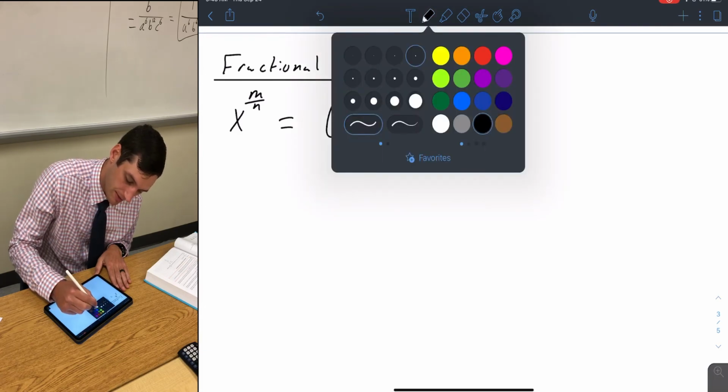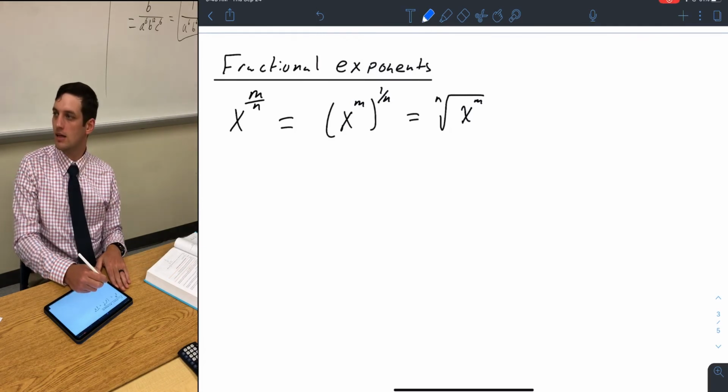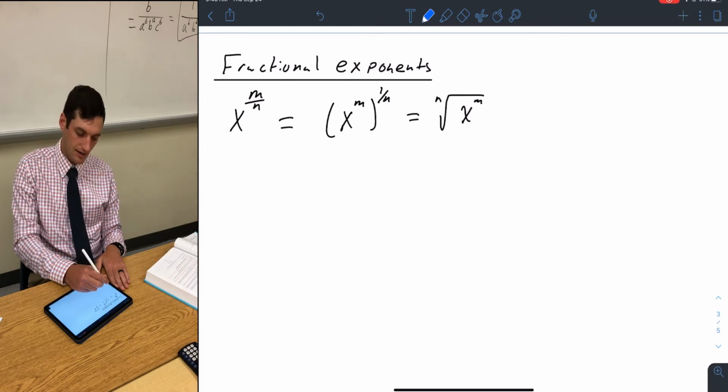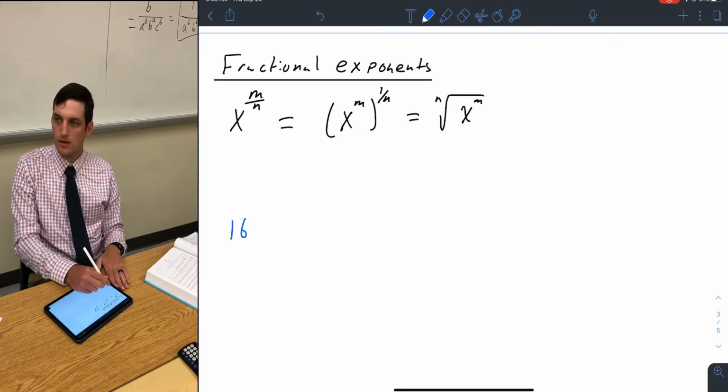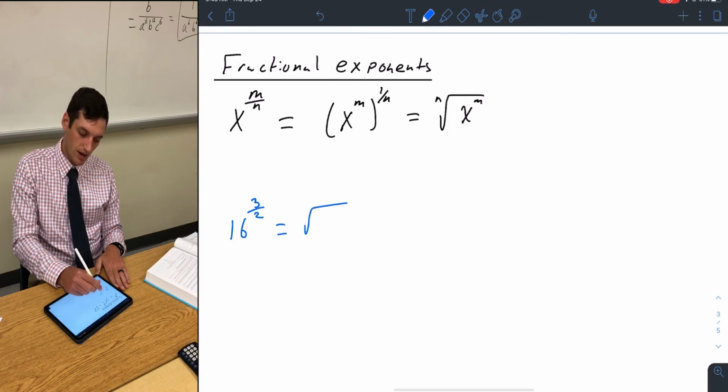Now let's do an example of that. Let's say that we have 16 to the 3 over 2 power. This is equal to the square root of 16 to the 3rd power.